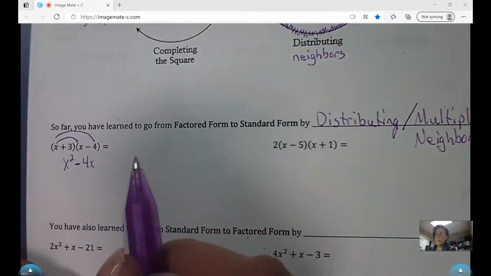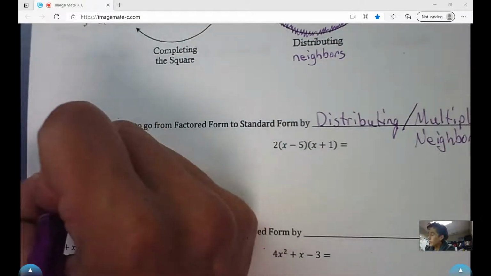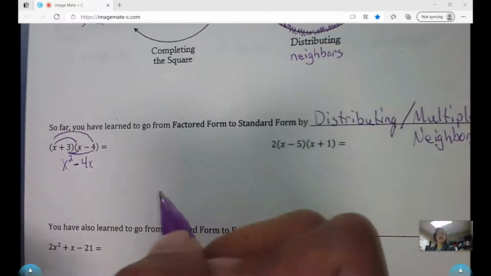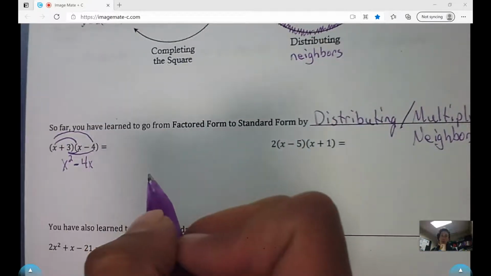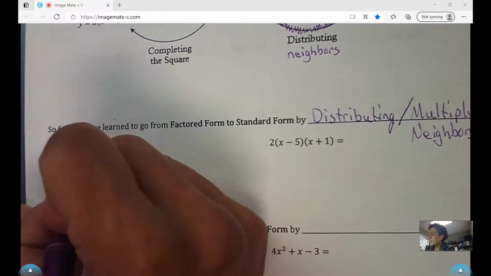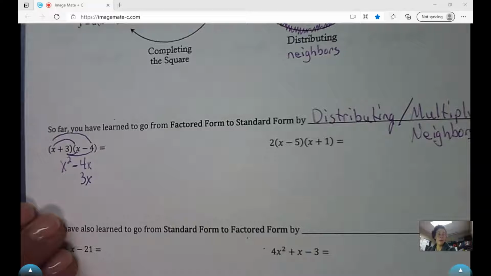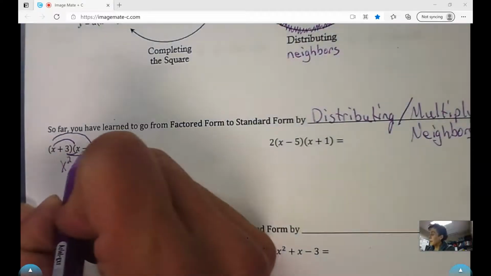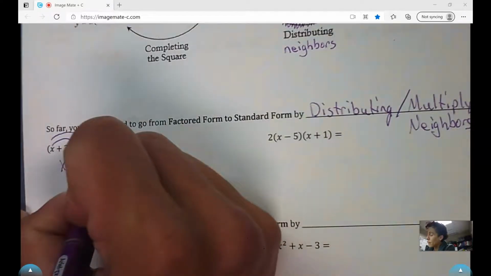And now that x has met everybody, now it's 3's turn to go over. And so 3 will meet x and negative 4 as well. And so when we start a new neighboring loop, we start a new row. So 3 and x make 3x, and what I do is I stack it under the term that it's alike with. And then when 3 multiplies and meets negative 4, we get a negative 12.